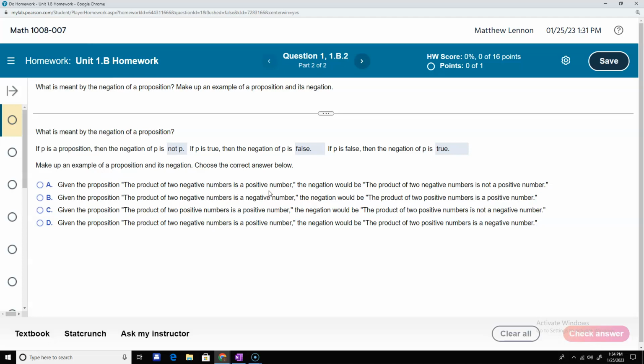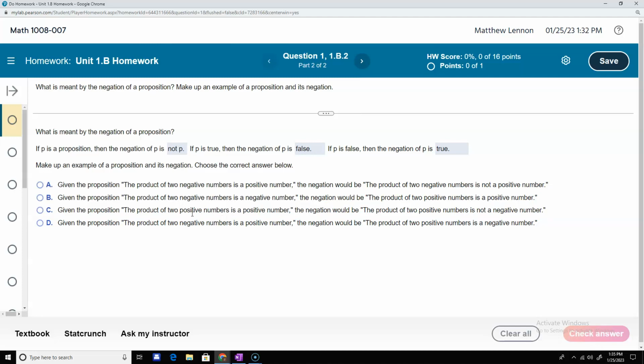The product of two negative numbers is a positive number. The negation would be: the product of two negative numbers is not a positive number. Is that the logical opposite? The only problem here is it doesn't include 0, so does that matter? I don't think so. This is true and this is always false. Let's just look at the other options. The product of two negative numbers is a negative number. The product of two positives, no, that's not the logical opposite, because the product of two positives is positive. So the first statement is true and the next statement is also true.